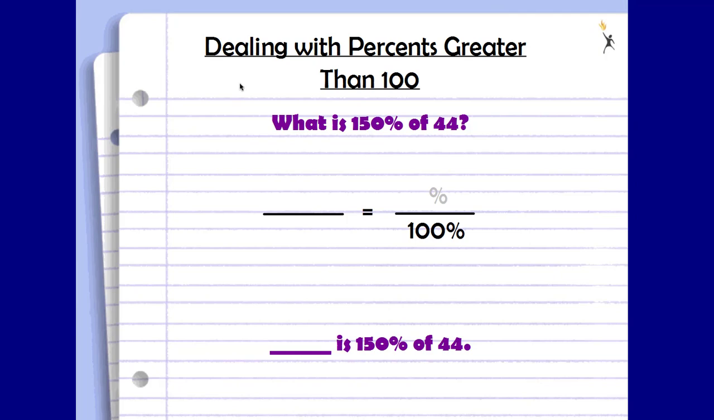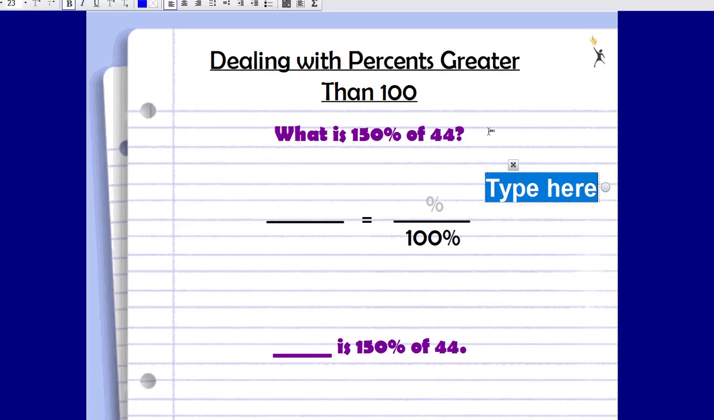What about when we're dealing with percents greater than 100? What is 150% of 44? Well, let's fill everything in. 150% is going to go above the 100% because it's the percent part out of the whole 100%.